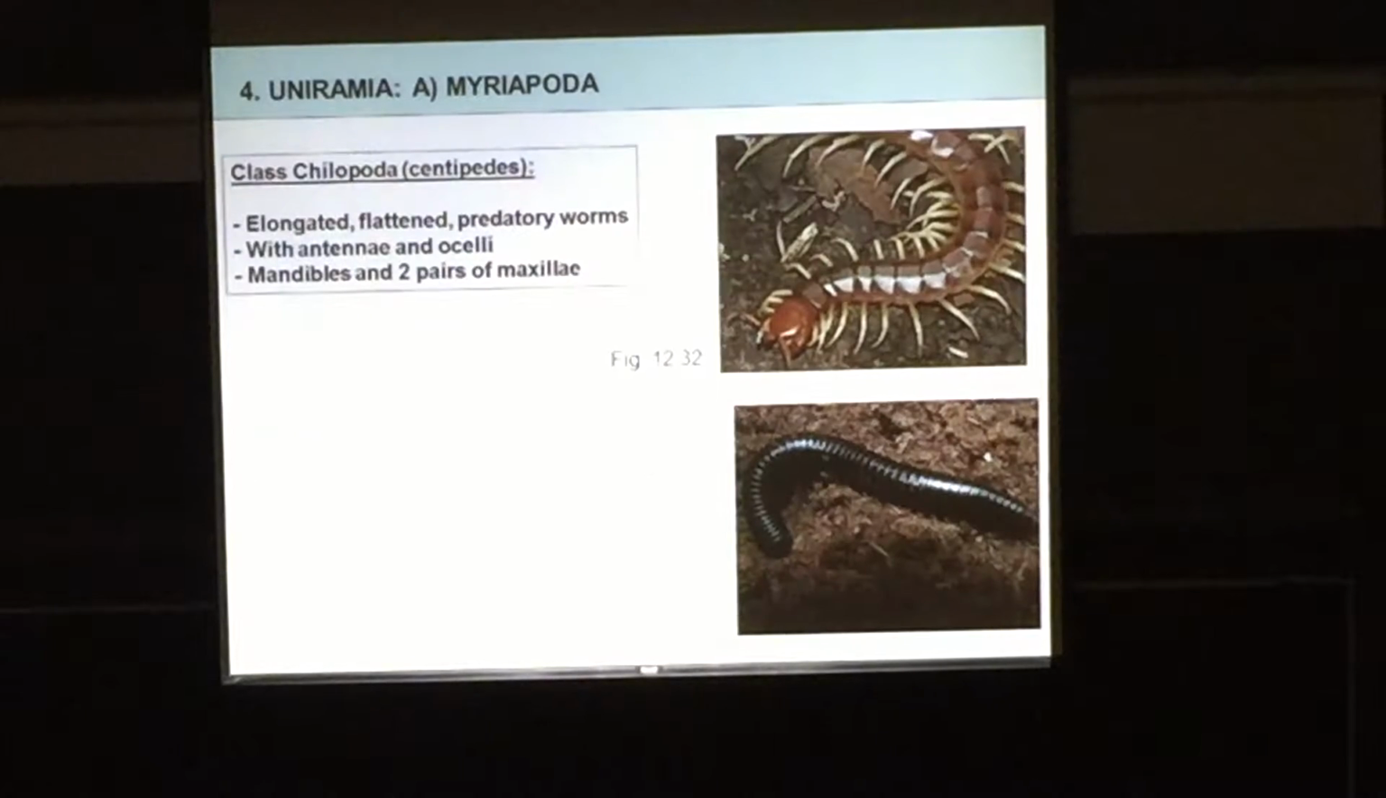Okay. Class Chilopoda, the centipedes, they're elongated, flattened, predatory. They're not worms, though. I'll disagree with him on this. But they almost look like worms because they're very flexible. They have antenna and ocelli. Remember what ocelli are? They're the simple eyes. And they have mandibles and 2 pairs of maxillae. So this figure at the top here, that's your centipede.